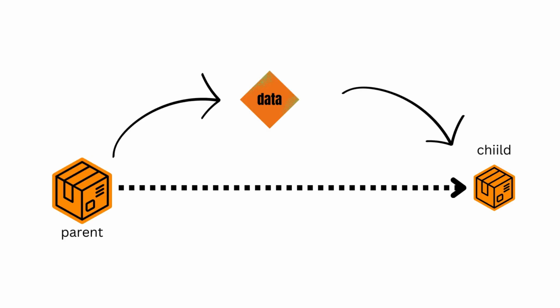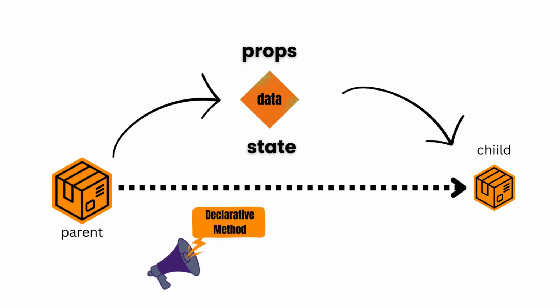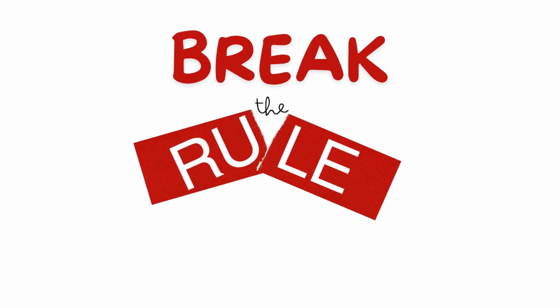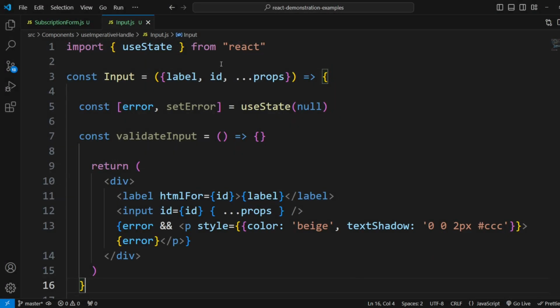React uses unidirectional data flow, which means data passes from parent to child component through props and state. This is called the declarative method, but sometimes you might have to break this rule when your program requires more fine-grained control. Let's say you have a child component Input that contains a validation function, validateInput. You want to allow the parent component to check validation on email imperatively. Let's see how we can use useImperativeHandle in this Input child component.